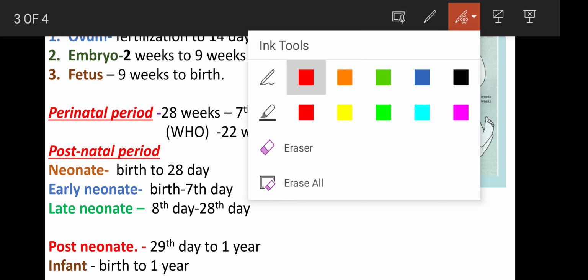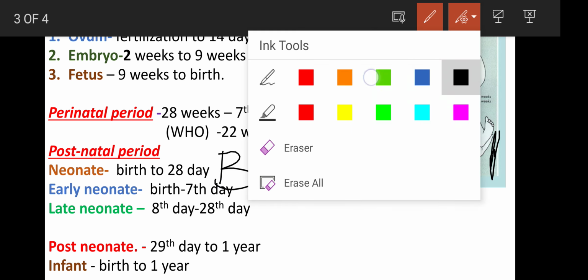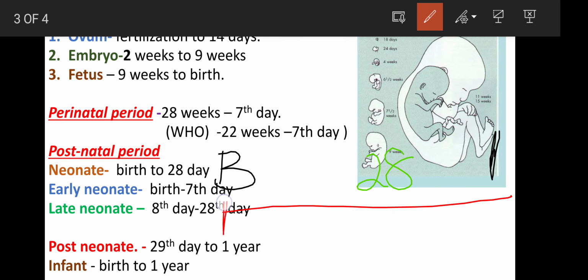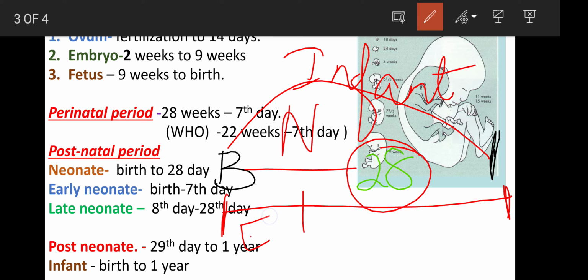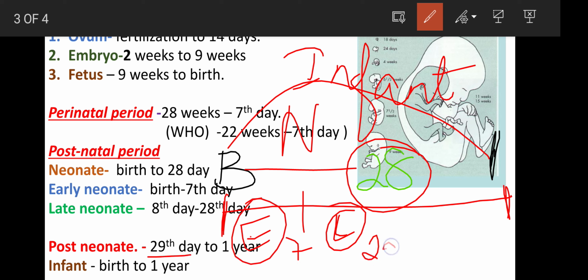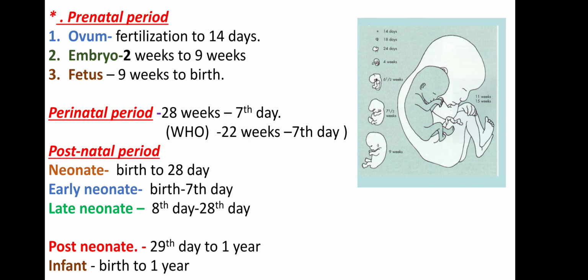Lastly, we'll see a birth, and this is 1 year. In between we have 28 days. From birth to 1 year is an infant. Birth to 28 days is a neonate: early neonate, late neonate. Early is up to the 7th day, from the 8th day to the 28th day is a late neonate. Now the 29th day to 1 year is a post neonate. I hope it's clear.